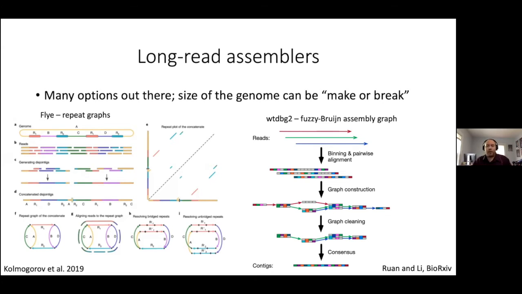Two options that we'll talk about today and that are in the tutorial are Flye, which uses repeat graphs. This one I found, at least for around the 1 gig genomes, to do really well at assembling in terms of those BUSCO genes. Another option is this WTDBG2. So it uses a fuzzy Bruijn assembly graph.